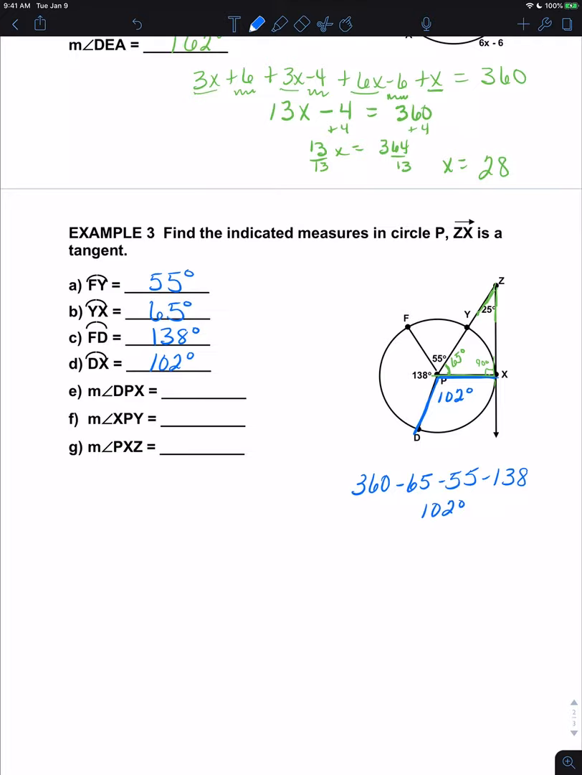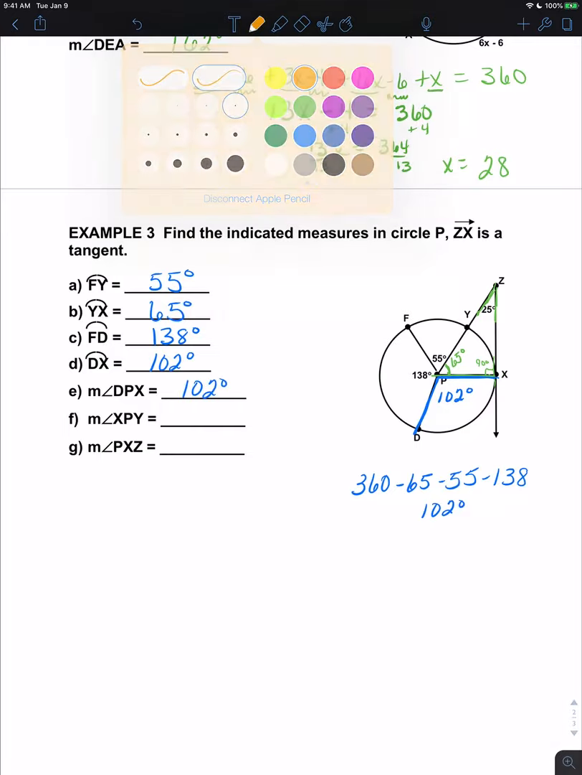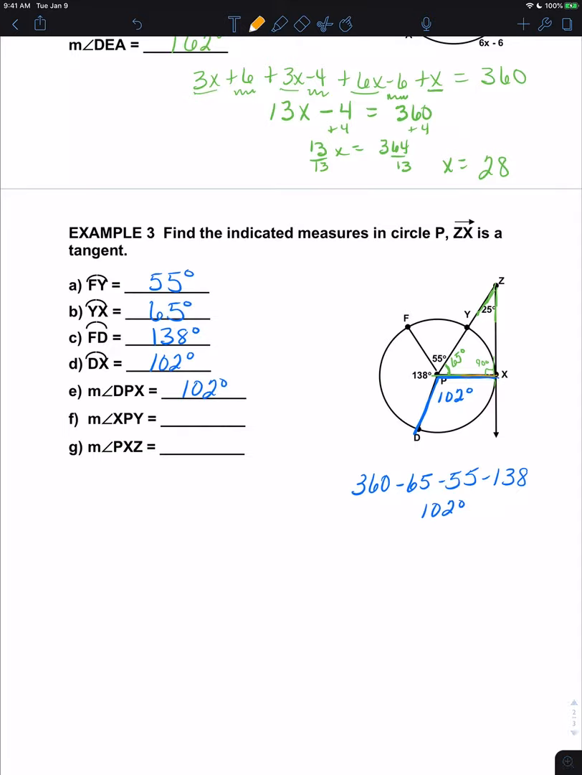It's asking for the measure of the angles, and remember, we just follow those along. So DPX is 102. XPY, so X to P to Y, is going to be this one. It's going to be 65 degrees. And then P to X to Z, so it's asking for this one, which we know is 90 degrees because a radius out to a tangent line always creates a 90-degree angle.